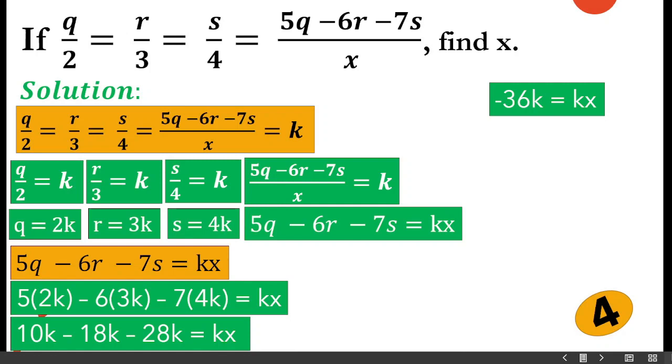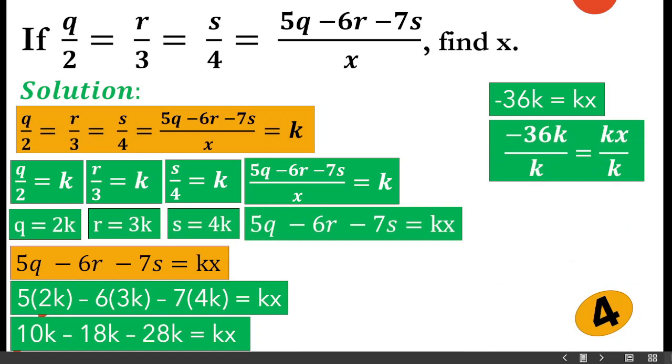We have 10k minus 18k minus 28k is equal to kx. Let us simplify. 10k minus 18k. Yes. Negative 8k minus 28k. Correct. It becomes negative 36k is equal to kx. Divide both sides by k. The value of our x is equal to negative 36.